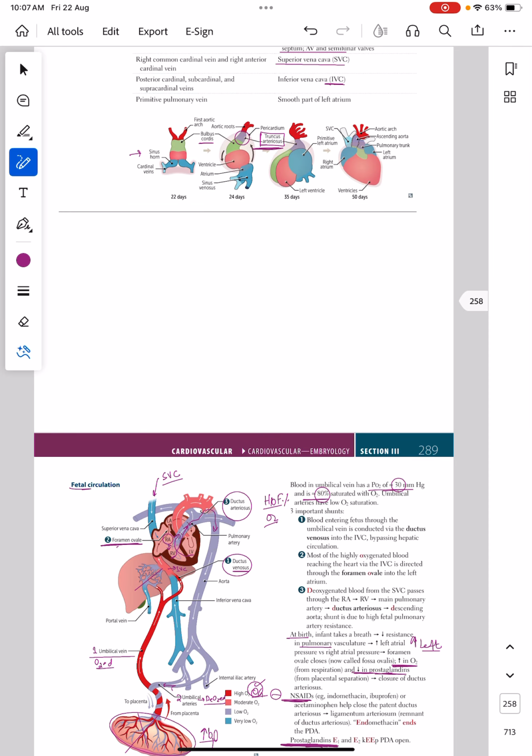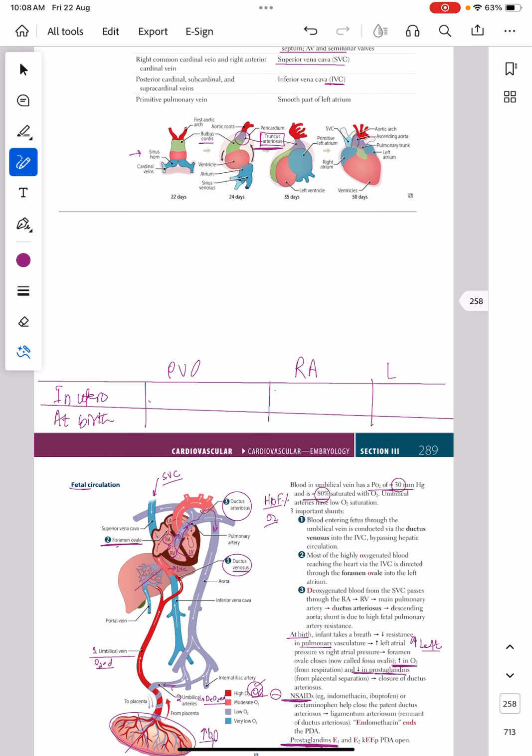Now let me summarize a little bit what happens in utero and at birth to pulmonary vascular resistance, right atrial pressure and left atrial pressure. We know that pulmonary vascular resistance is pretty high in utero. The right sided pressures are high and the left sided pressures are low. After birth, the pulmonary vascular resistance falls. That results in blood rushing into the lungs, and that results in an increase in left sided pressure and a fall in the right sided pressures.